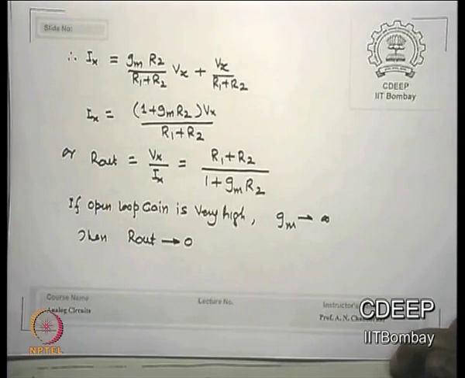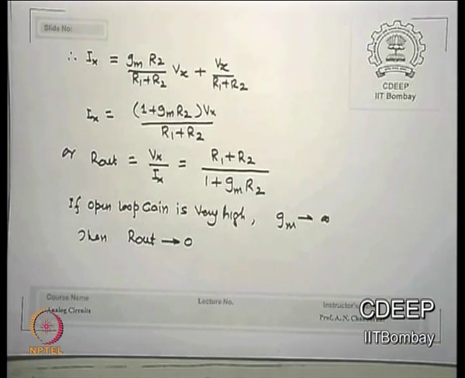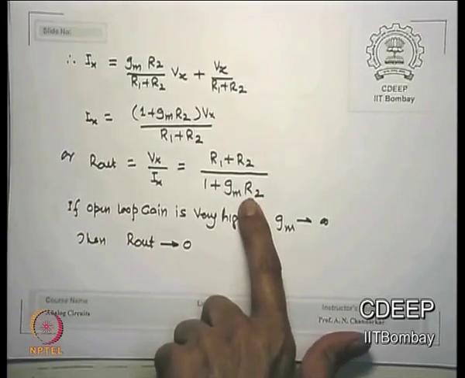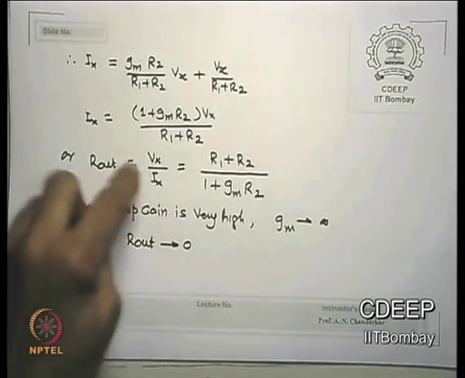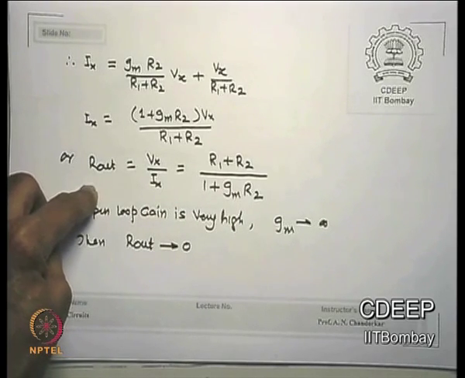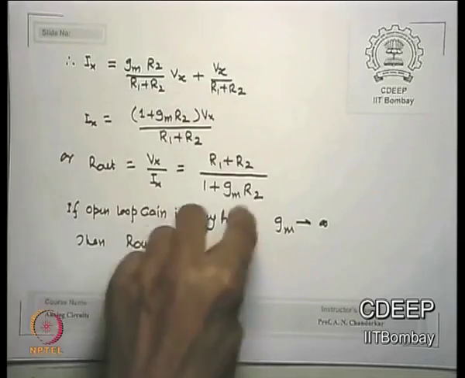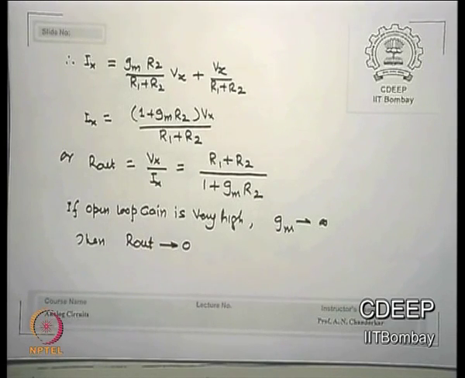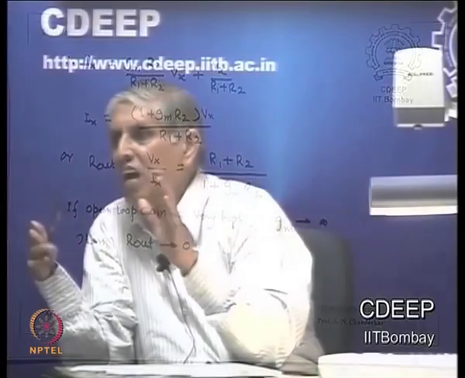From here what are you again seeing? That the output resistance, if the open loop gain is very high, if GM is infinite, how much is R out? If GM is infinite, how much is the value of R out? 0. So large, okay, the accurate value may come, but the divisor will always be 1 plus GMR. If GM is infinity or very high, then R out will keep going to lower and lower values. Is that clear? If the open loop gain is very high, GM is very high, R out will keep falling as the gain increases. Is that correct?